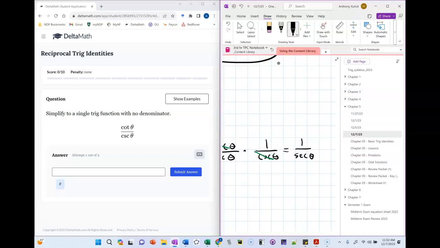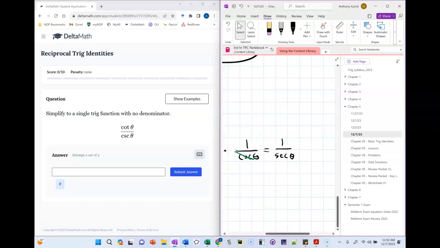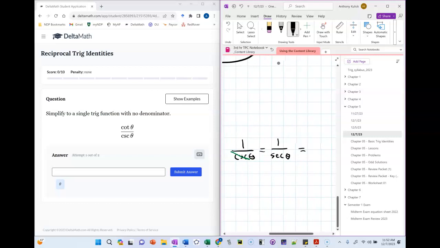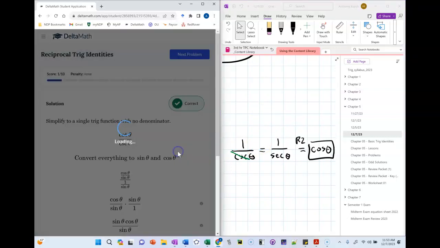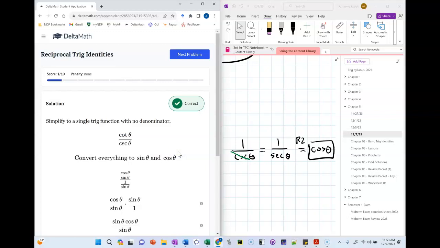So we've got it down to a single trig function, but not a denominator. So let's go and look for an identity. Is there something that 1 over secant is equal to? Sine. Okay, that is R2. It says 1 over secant is cosine. And that's what I want. So I'm going to type in cosine theta, submit. Everybody's okay?